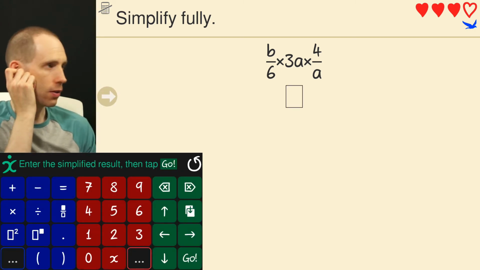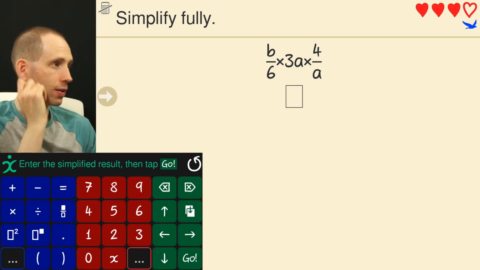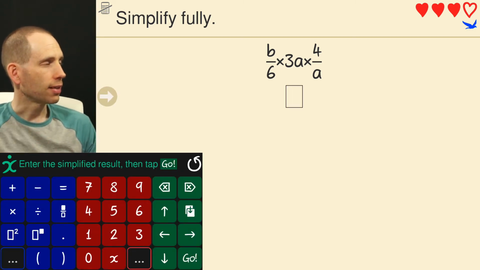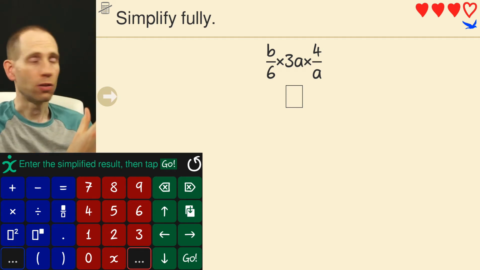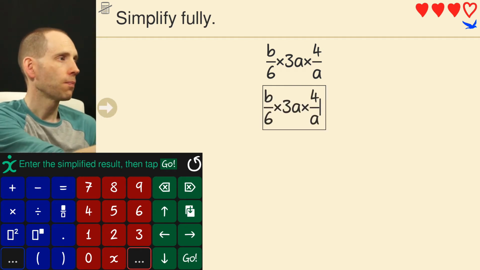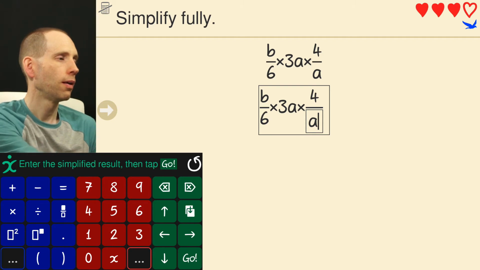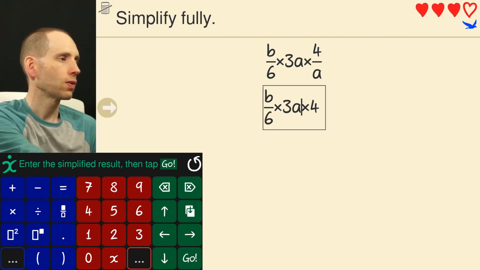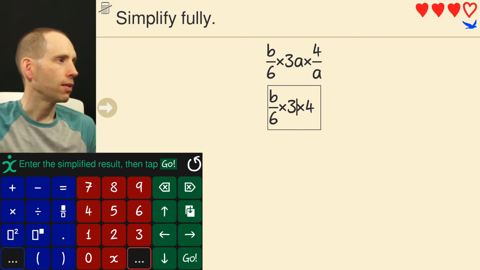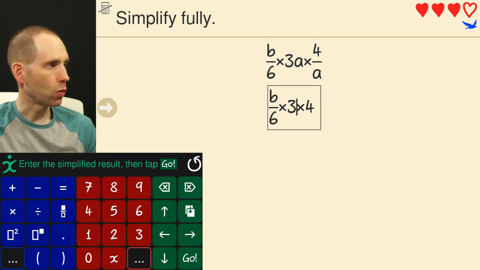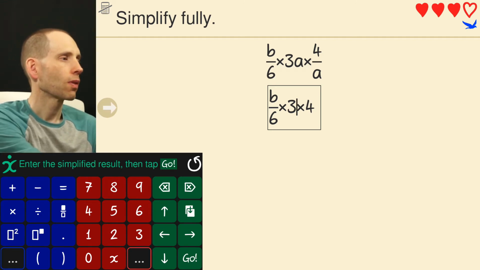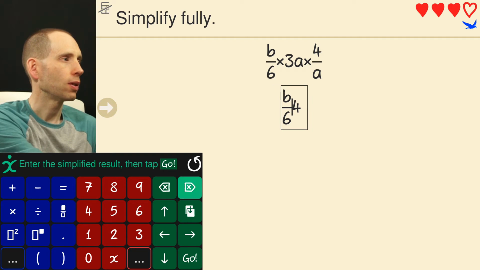Okay, so what we've got here, we've got an a in the denominator, and we've got an a that's going to go into the numerator, so the a's are going to disappear. They're going to be 1 times everything else. Then I've got 3 times 4 divided by 6. 3 times 4 is 12, divided by 6 is going to leave me with 2.